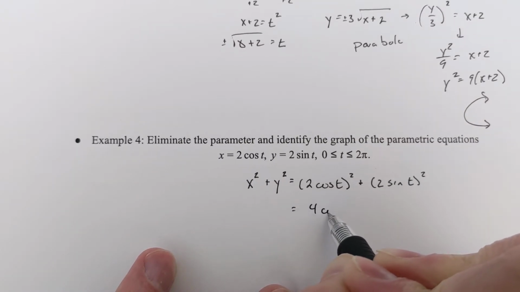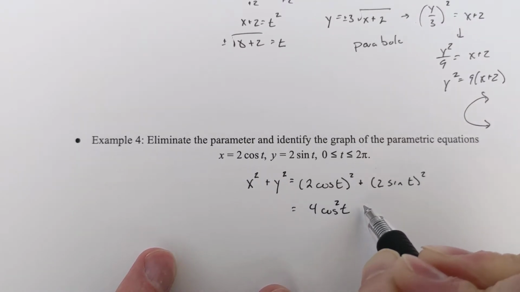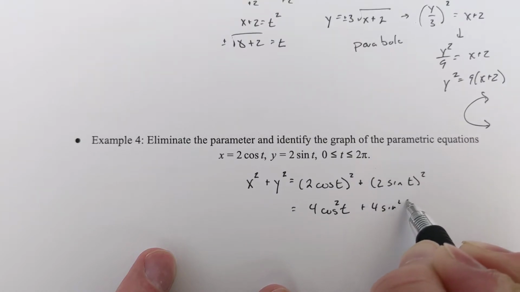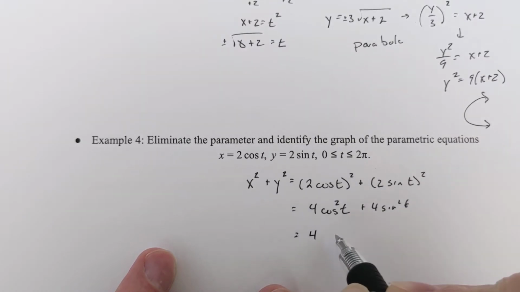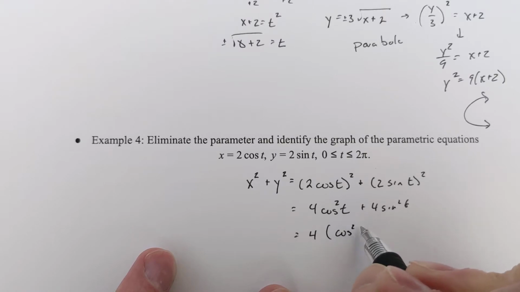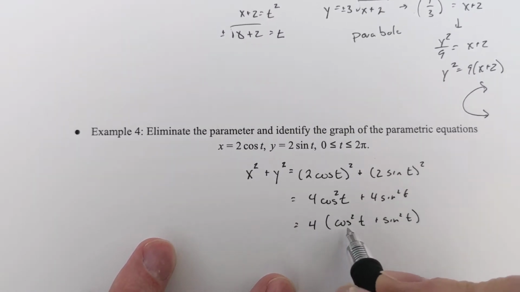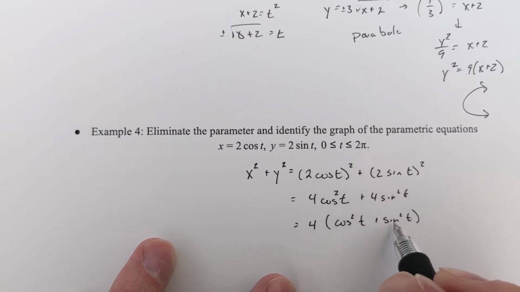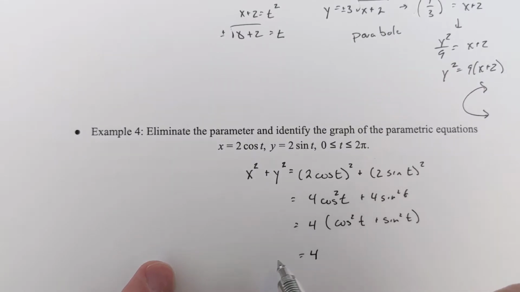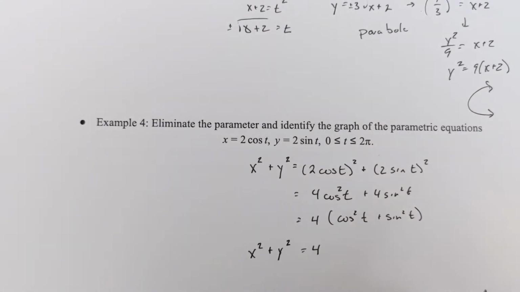So this would be 4 cosine t. This would be 4 sine squared t. I could factor the 4 out, which gives me cosine squared t plus sine squared t. But this is a Pythagorean identity. Sine squared plus cosine squared is equal to 1. So this is what your graph would actually be.